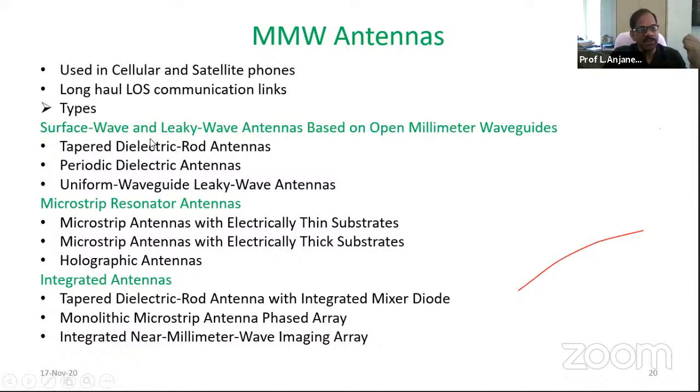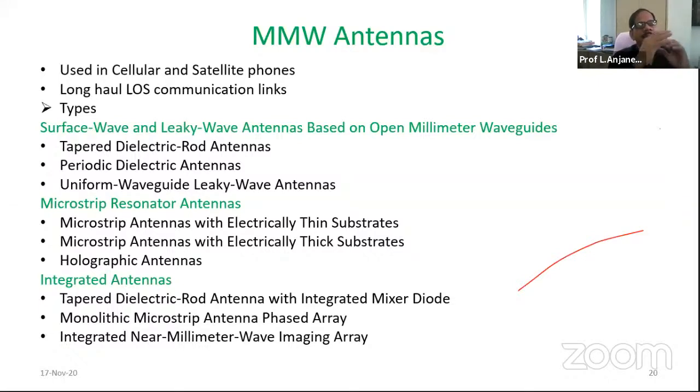One is the surface wave and leaky wave antennas. This is one category based on millimeter wave waveguides. Millimeter waveguides are very small transmission lines which carry signals of the order of several tens and hundreds of gigahertz, as I told you, from 30 to 300 gigahertz. So mostly the bands that we talk about here are K band and Ka band.